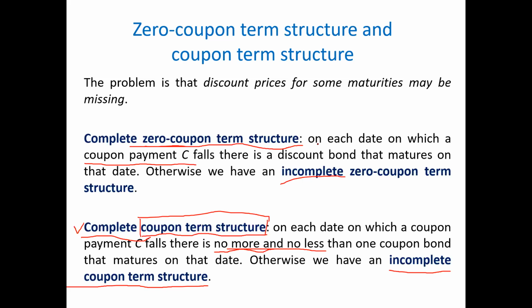So tell me, please, about the USA. Does the USA have complete coupon term structure? So each date when there is a coupon payment, there is also only one coupon bond which matures. So what do you think?